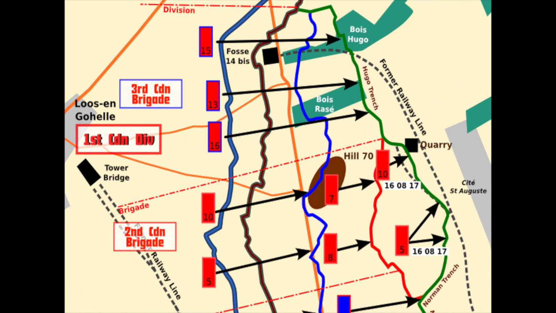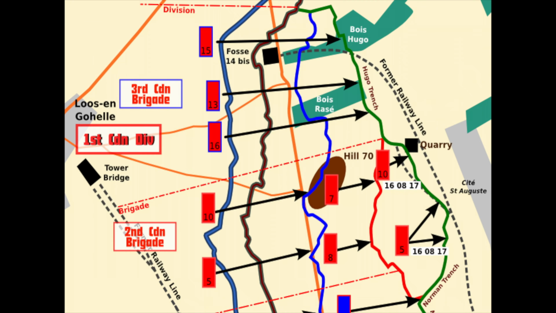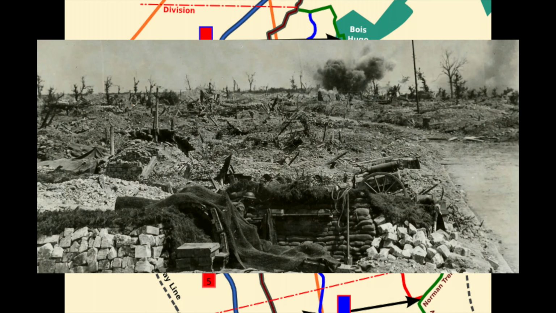The Battle of Hill 70 took place between the 15th and 25th of August 1917. The Canadian Corps executed an operation to capture Hill 70 and then established defensive positions from which combined small arms and artillery fire would repel the expected German counterattacks.